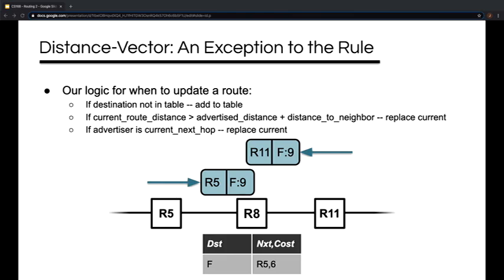So here's the other condition, right? If the advertiser is the current next hop, then replace the current one. So that's the condition you need to think about, right? If your next hop, the route you're using, is from that same router, then you want to update it. But so here we get to this thing. If it told you 12, you should update your cost to 13. Because if that R11 sends you this 9 again, you want to choose that 9. So before you can choose that 9, you have to choose that 13, right?